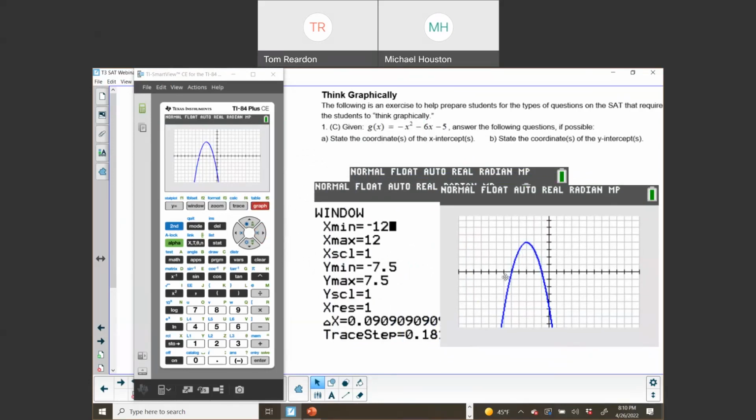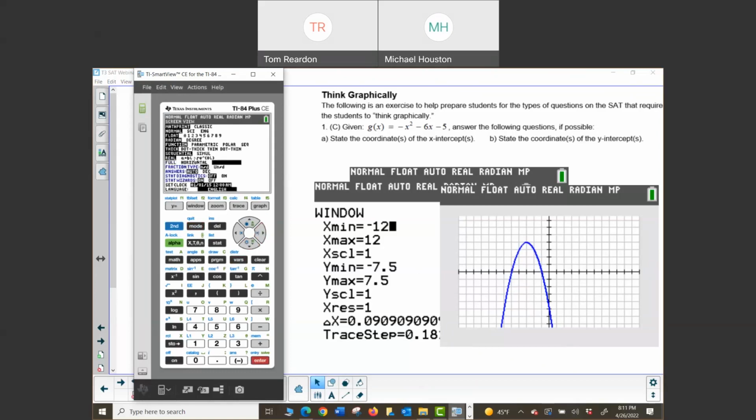And so I can see the x-intercepts, but in fact, I can trace to them. But really what I like to do is when I'm doing this, I'd like to see the graph and table simultaneously. So I'm going to go to mode and go down to full screen. Whoops, that wasn't so good. Try that again. Mode and go down to full screen and turn right and go all the way over to graph table. Press enter on graph table.